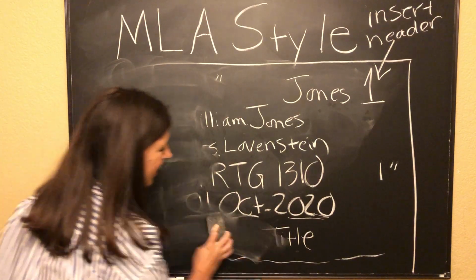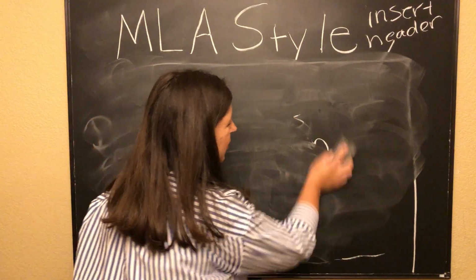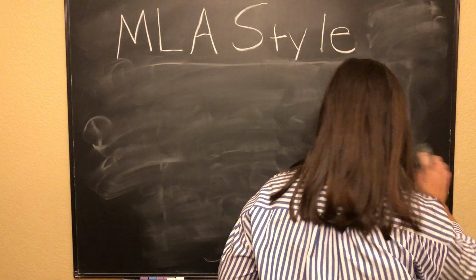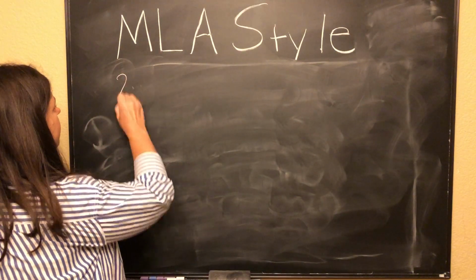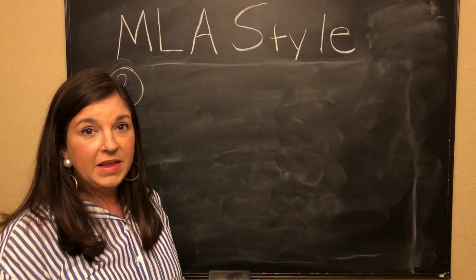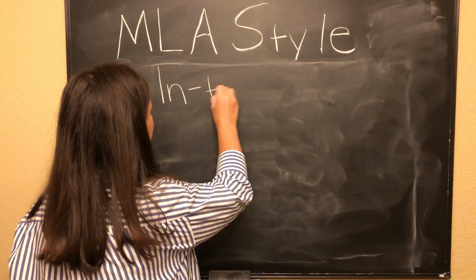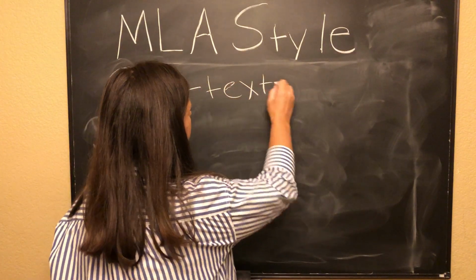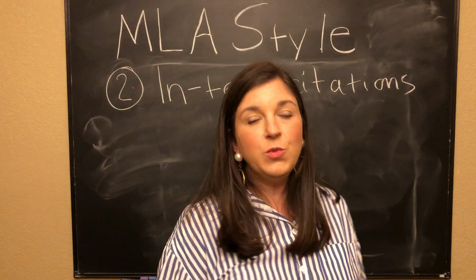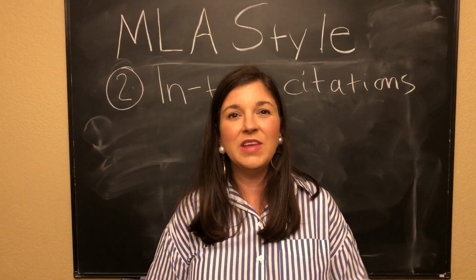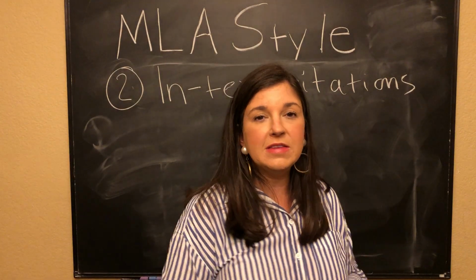And I did say that MLA has 3 things we need to discuss. The other 2 we're going to discuss very briefly. All right, the second one is just simply your in-text citations. This is something we'll talk about later in the semester. This is when you refer to a secondary source in your paper. You're going to stop and cite it. We will spend much more time on this later in the semester.